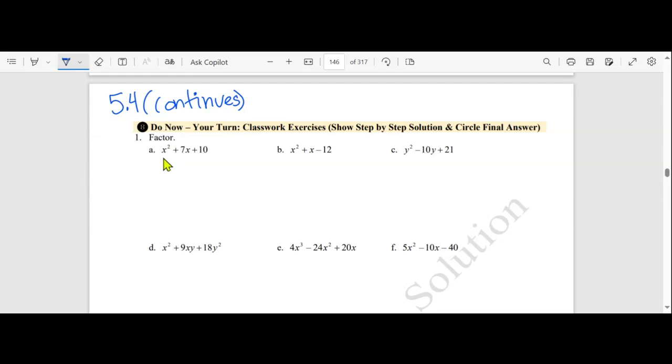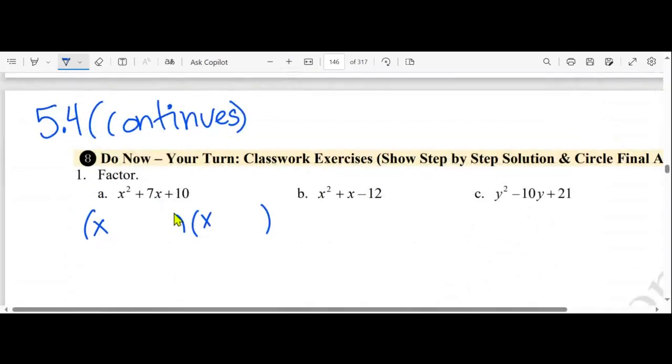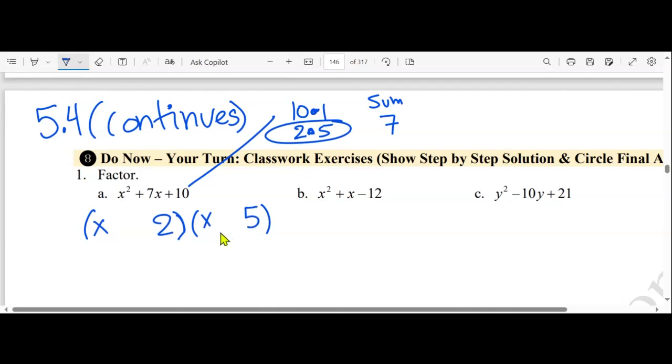So last class, we did x squared plus 7x plus 10. Who can tell me what's the answer for this one? We're doing what here? Factoring, right? So x squared is what by what? X by x, correct. What about 10? 10 can be 10 times 1 or 2 times 5. Which one would you choose? I need the sum to be 7, right? So the only one that can give you 7 is 2 and 5, right? And the sign is going to be plus plus, okay?